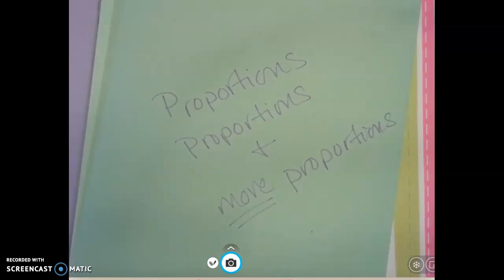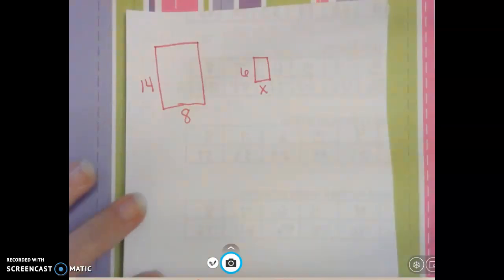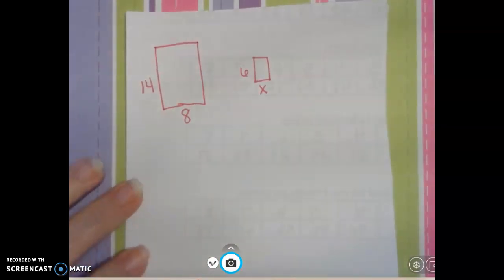All right, folkies, today is proportions, proportions, and more proportions. We've been doing those for a while, and we're going to continue to do those for a while. So I want to, first of all, take you back to when we worked on proportions with geometry, and then we're going to move into the word problem proportions.